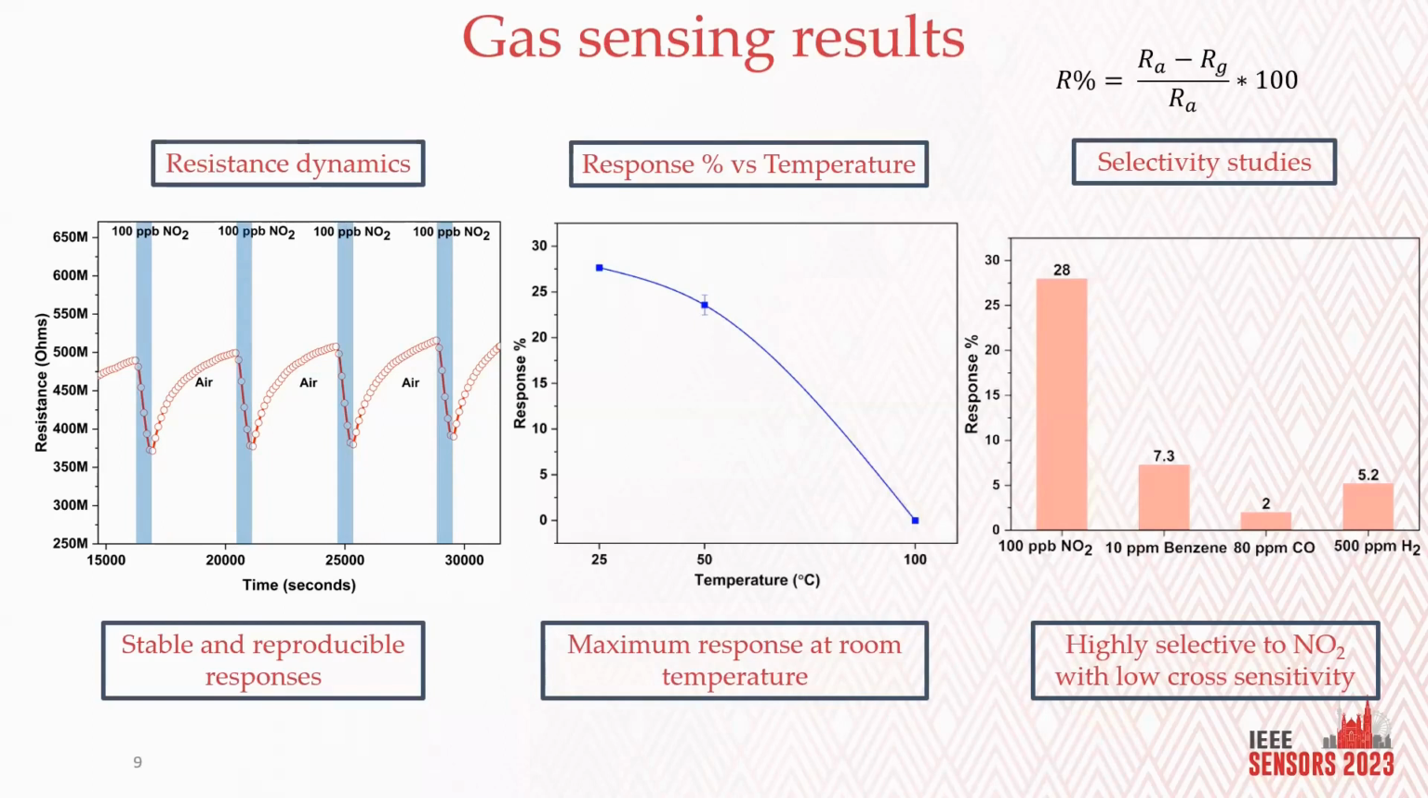In order to check the selectivity of our sensors towards different analyte gases, we use both oxidizing and reducing gases. So our sensors are highly selective towards nitrogen dioxide at room temperature with 28% of response, and all the other gases have minimum responses. For example, in case of 10 ppm of benzene, there is only 7.3% of response. So we can say that our sensors are highly selective to nitrogen dioxide with low cross sensitivity.